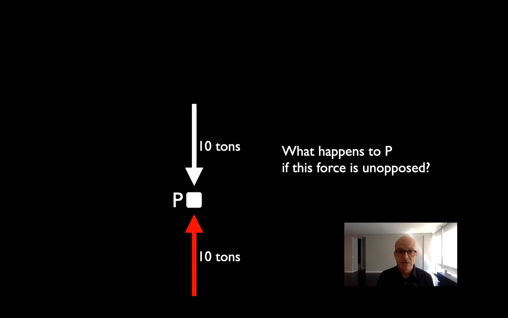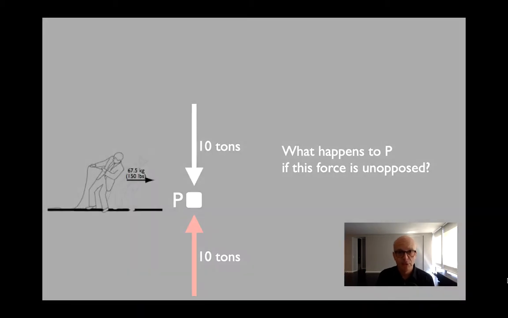In this case, we have 10 tons pushing P down, we have 10 tons pushing P up, and P suddenly is in equilibrium. The forces balance out. There's no net force pushing it in any direction, and so there's no net acceleration. P is in equilibrium.